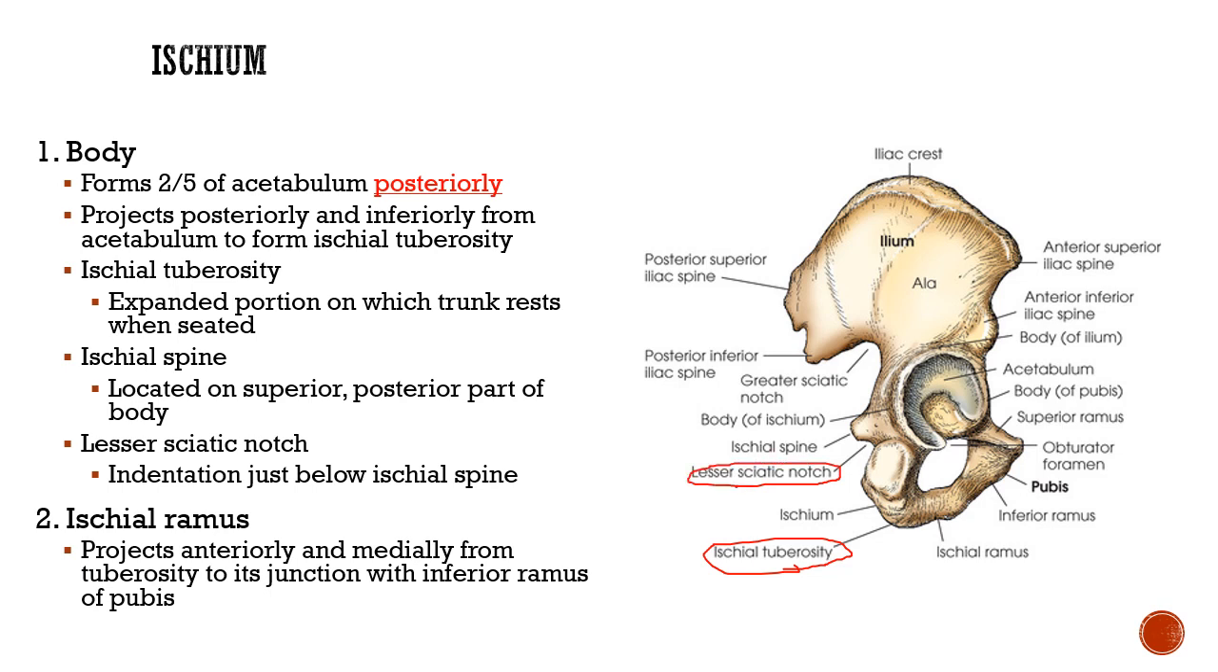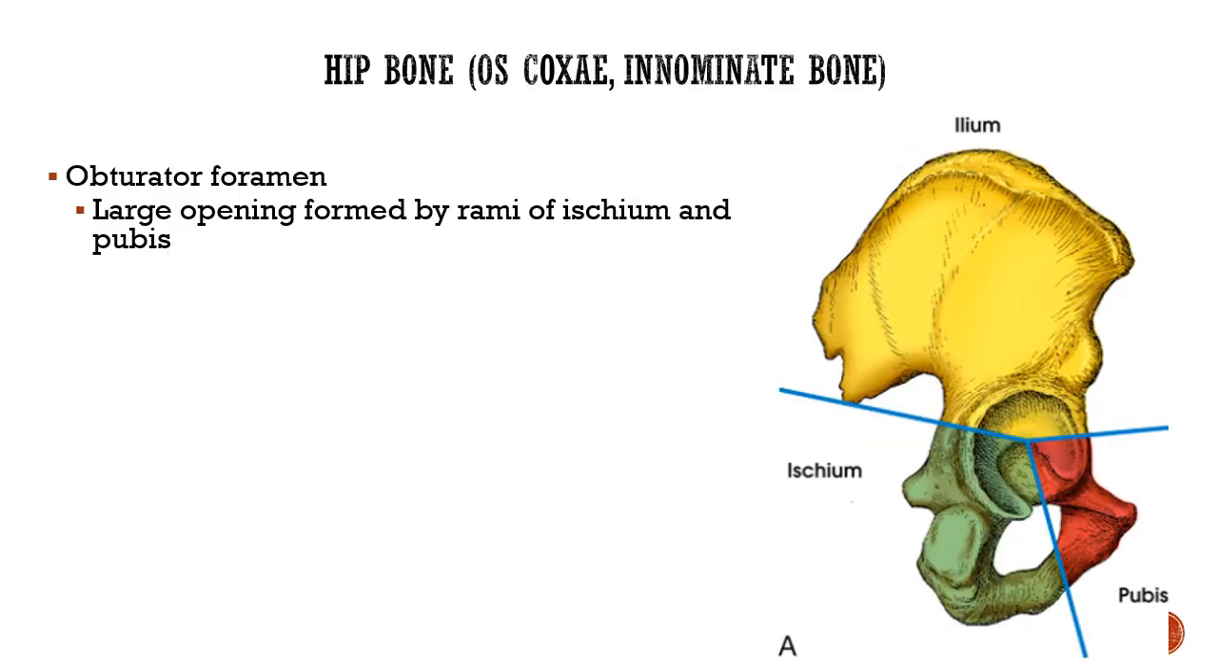We also have the ischial ramus. So the ischial ramus is down over here, and it projects anteriorly and medially from the tuberosity to its junction with the inferior ramus of the pubis. The obturator foramen, that's a large opening formed by the rami of the ischium and the pubic bone.